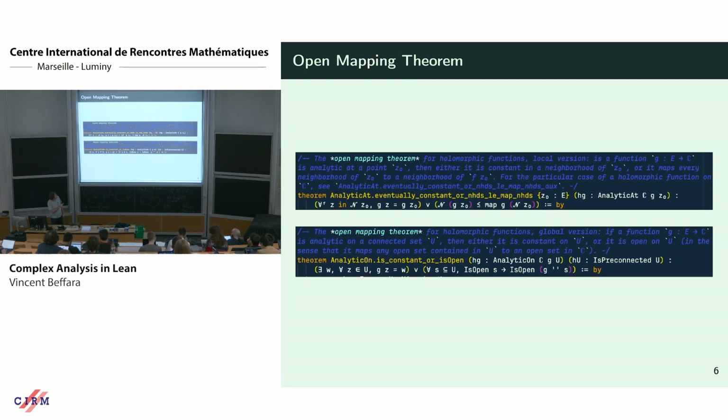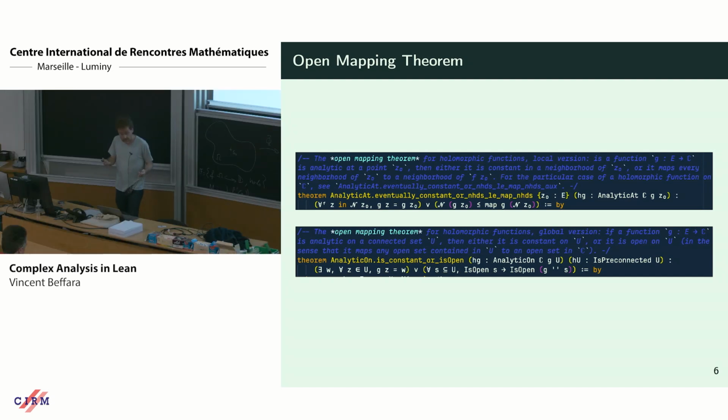The way it's written here is slightly more exotic. It's a local version. So the local version tells you that if you take an analytic function at Z0, then either it's constant in a neighborhood, or it's locally an open map in the sense that it takes any neighborhood to a neighborhood. And when you learn more about filters, you will know why this is an inequality between filters. This really tells you that the image of a neighborhood of Z0 is a neighborhood of G Z0. So again, the argument is the same as you use the power series and you say that it's going to work.